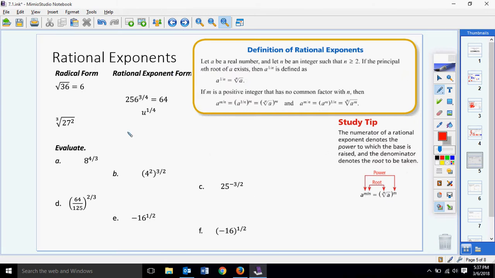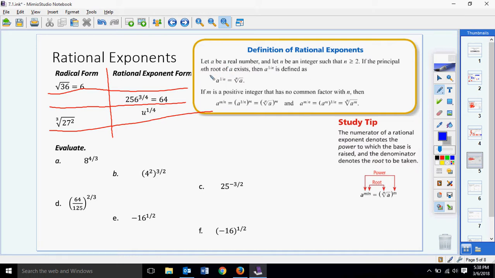Okay, we have 2 different forms that we can write rational exponents in. We have a radical form and then a rational exponent form. So in this example, we're given the radical form, and this is split up into 4 different problems. So I need to write this radical form in a rational exponent form. So let's look at the definition of rational exponents.